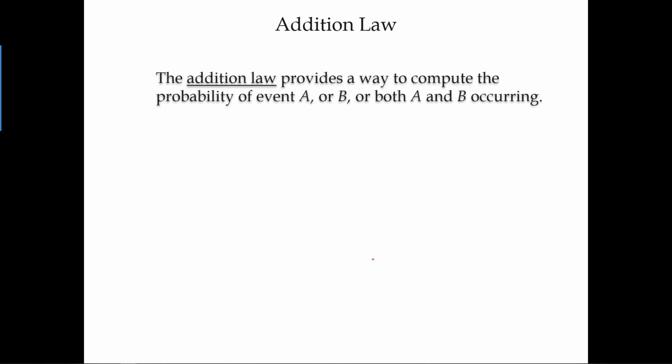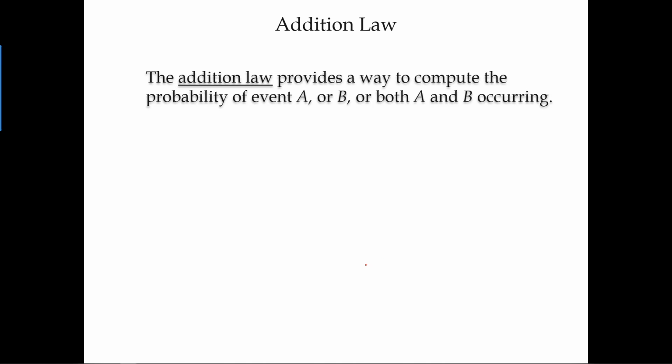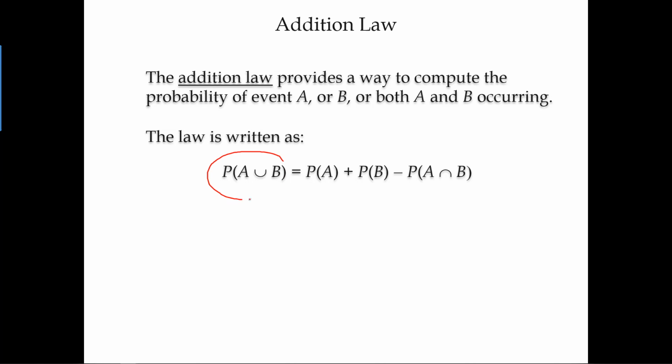So the first theory we're going to look at is called the addition law. The addition law provides a way to compute the probability of the event A or B or both A and B occurring. Basically, this addition law allows us to calculate A union B without going back to look at the sample points' probabilities. Instead, we only need the probability of 3 events: probability A, probability B, and probability A intersect B. If we know these 3 probabilities, we don't need to go back to the sample points to figure out probability A union B.